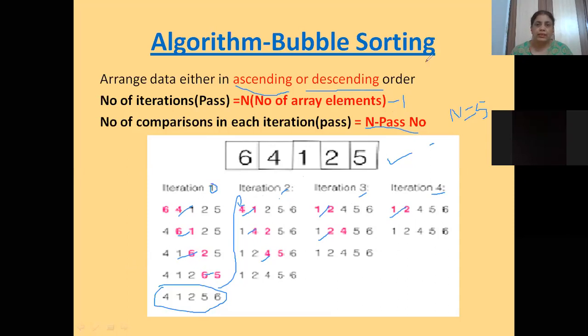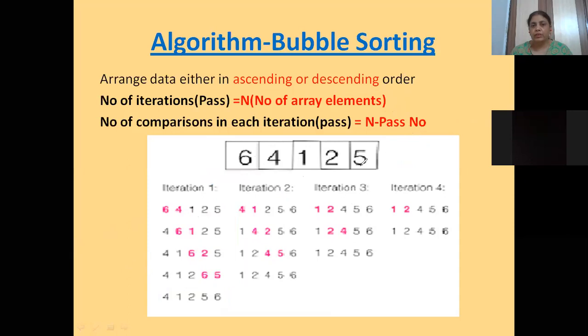How do we do the comparison? You start with the first array element and the second element. In bubble sorting, the books show bubbles drawn as circles. Compare the first and second element. If the first element is greater than the second element, you need to exchange the positions of these two elements. If it is smaller, you do nothing. So this is the first comparison. Exchanging 6 and 4, the new list is 4 6 1 2 5.